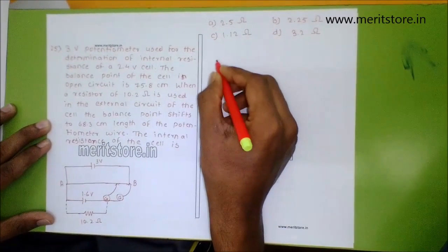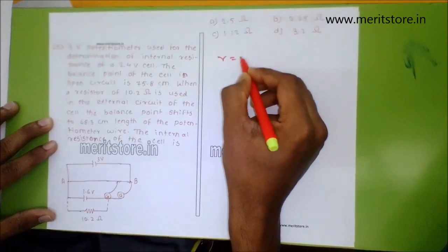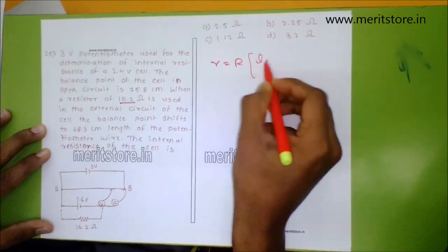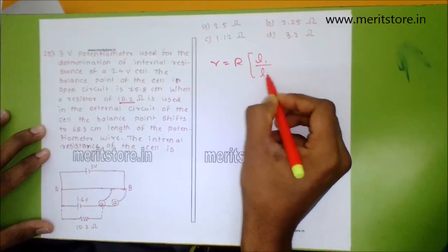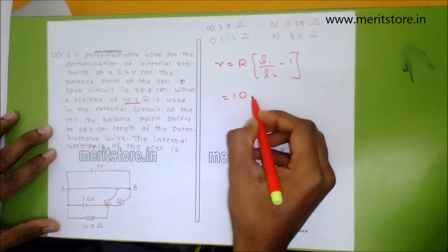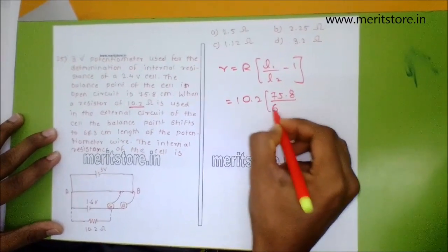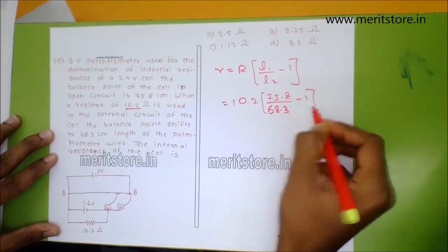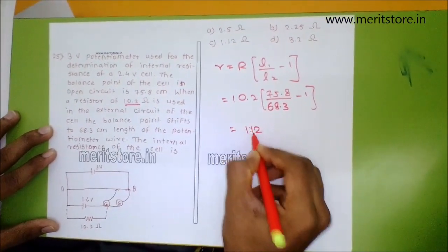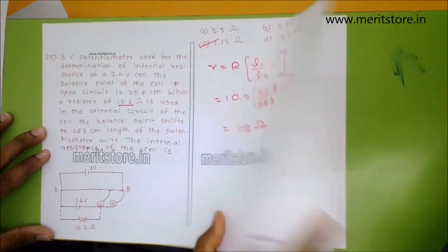The standard formula for finding out the internal resistance of the cell is r is equal to the external resistance, that is 10.2 ohms, times the initial balance length over the final balance length, minus 1. Substituting these values, we get 10.2 times 75.8 upon 68.3 minus 1. On solving this sum, we get 1.12 ohms, which is nothing but option C. Therefore, option C is the right answer.